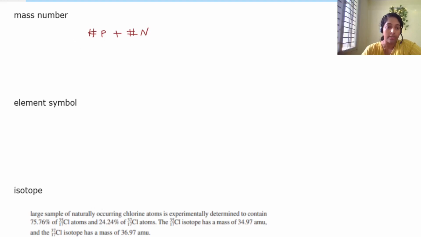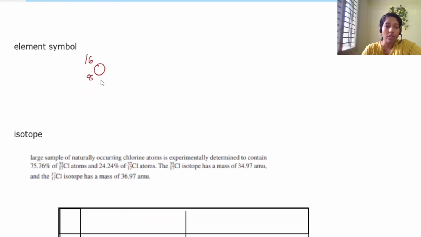Okay, right. Then how do you represent this? For example, if I write oxygen with 8 here and 16 here, this is the representation of an atom. What does it mean? The bottom left is what we call atomic number, and the top left is what we call mass number. Always represent the mass number at the top and the atomic number at the bottom. Clear?